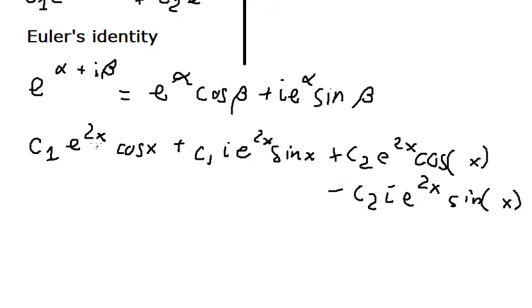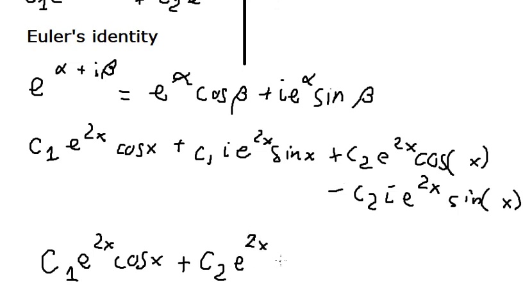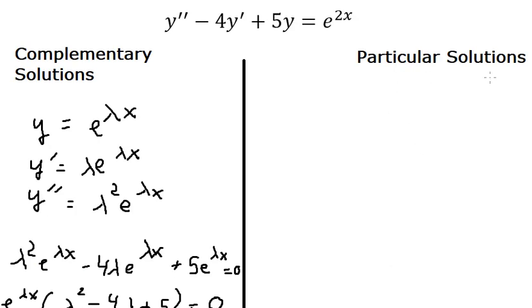Now we have e to the power of 2s cosine s, with C2 and C1. We can write capital C1 e to the power of 2s cosine s. We have e to the power of 2s sine s. We can do factorization. So you got C1 i minus C2 i. We can put capital C2 e to the power of 2s sine s. And this is the technique for how to do this one. Now let's go to particular solutions.